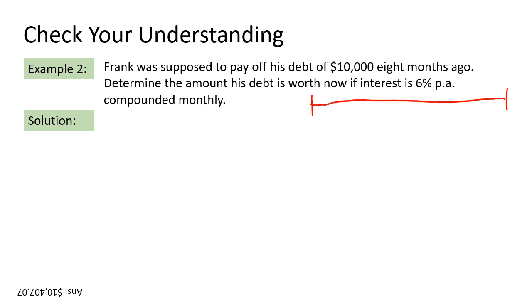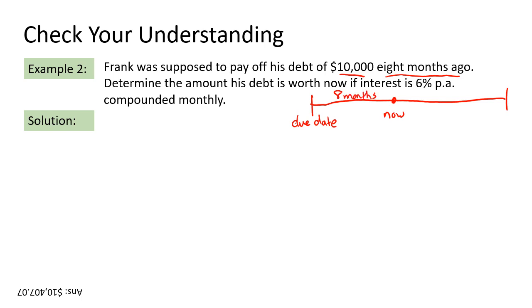We know in the question that his debt is $10,000. That's the amount we're working with. And it was due 8 months ago, so he hasn't paid it yet. His due date is right here. And where he currently sits, this is now, is 8 months in the future.